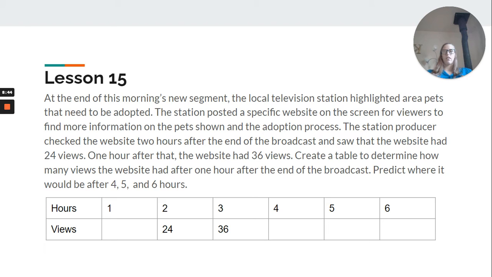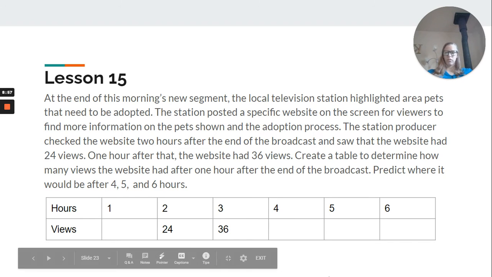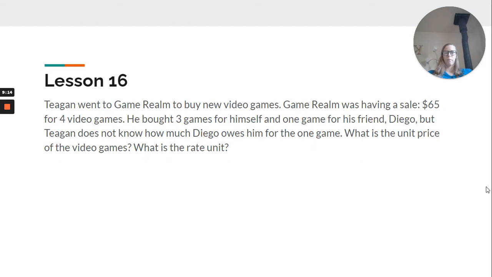1 hour after that, the website had 36 views. Create a table to determine how many views the website had after 1 hour after the end of the broadcast. Predict where it would be after 4, 5, and 6. So we know after 2 it was 24 views, after 3 it was 36. So we divide 24 by 2, we get 12. And then 4 times 12 is 48, 5 times 12 is 60, 6 times 12 is 72.